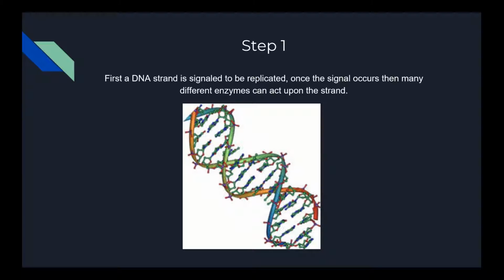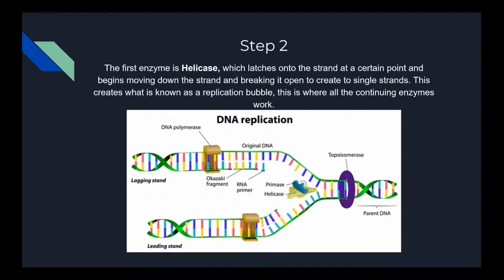Step 1 begins with a signal being sent for DNA replication to occur, and that will occur in the nucleosome, where all of the DNA is contained in chromosomes. All right, and so here we just have that double helix strand.